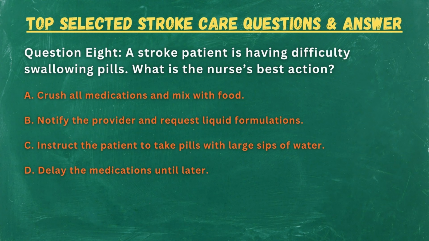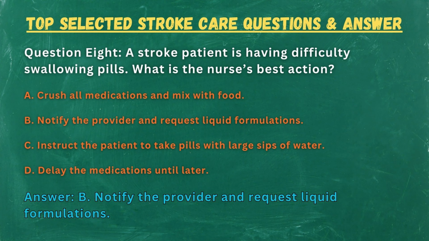Question 8. A stroke patient is having difficulty swallowing pills. What is the nurse's best action? A. Crush all medications and mix with food. B. Notify the provider and request liquid formulations. C. Instruct the patient to take pills with large sips of water. D. Delay the medications until later. Answer. B. Notify the provider and request liquid formulations.